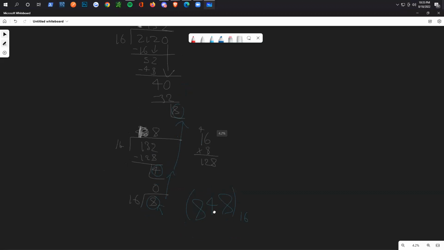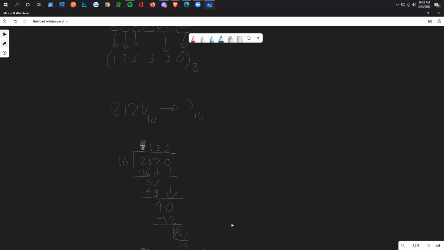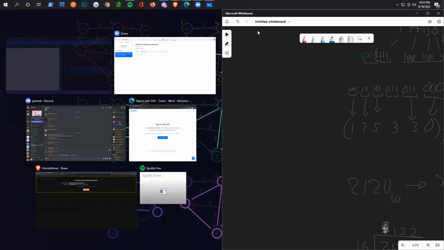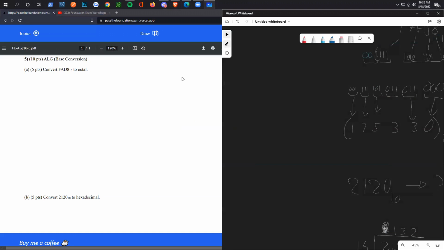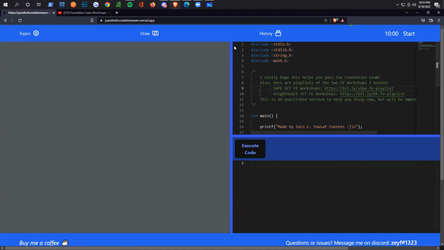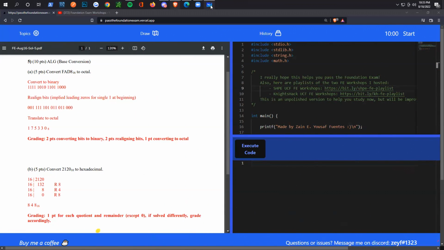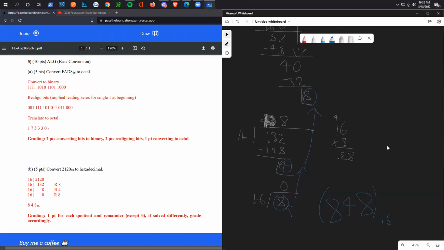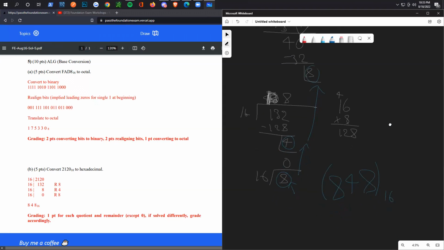Here we go. So 8, 4, 8, 16. And this is 1753308, base 8. So let's see. Okay, so I haven't selected the answer. Done. Well, let me see what everyone said.